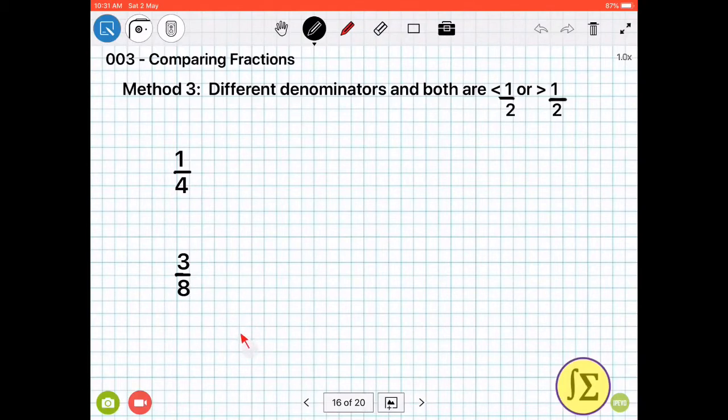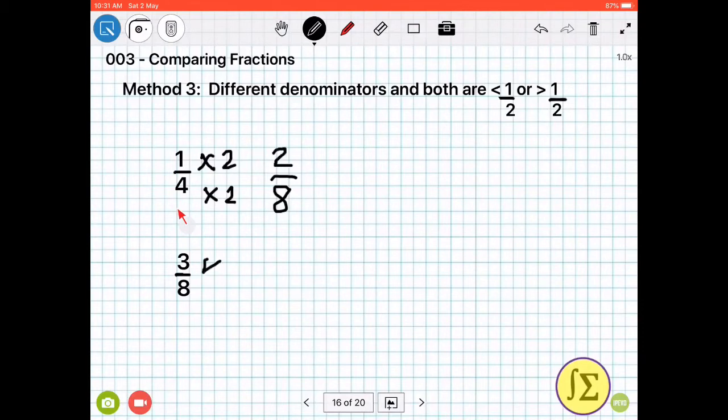So what we can do is create an equivalent fraction out of it with a denominator of 8. We're going to make this 8. And how do we do that? 4 multiplied by 2, you get 8. And to get an equivalent fraction, we have to multiply the numerator by the same value. That means multiply by 2. 1 multiplied by 2 is 2 over 8, right?